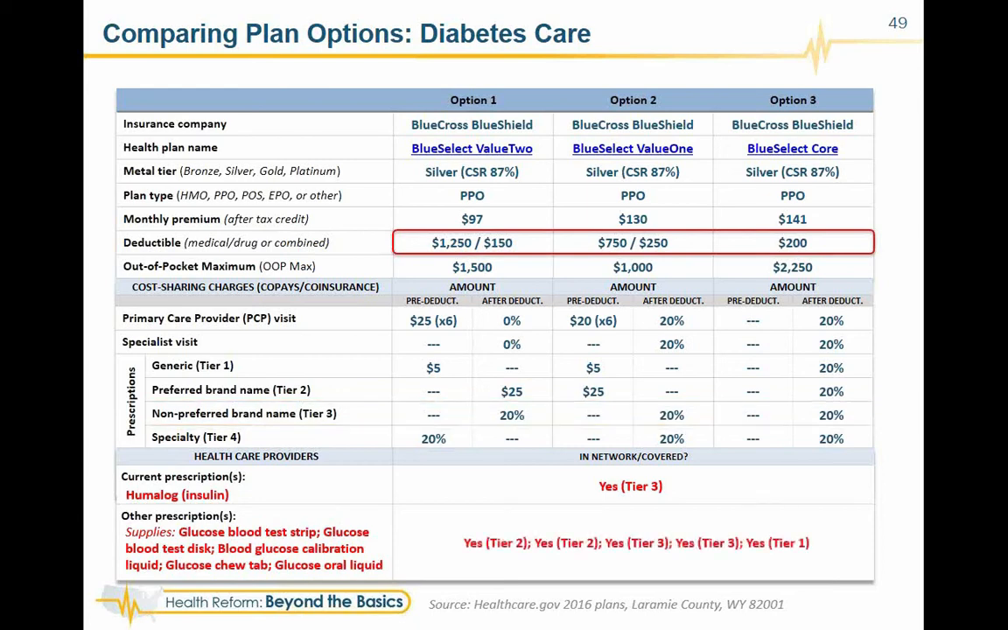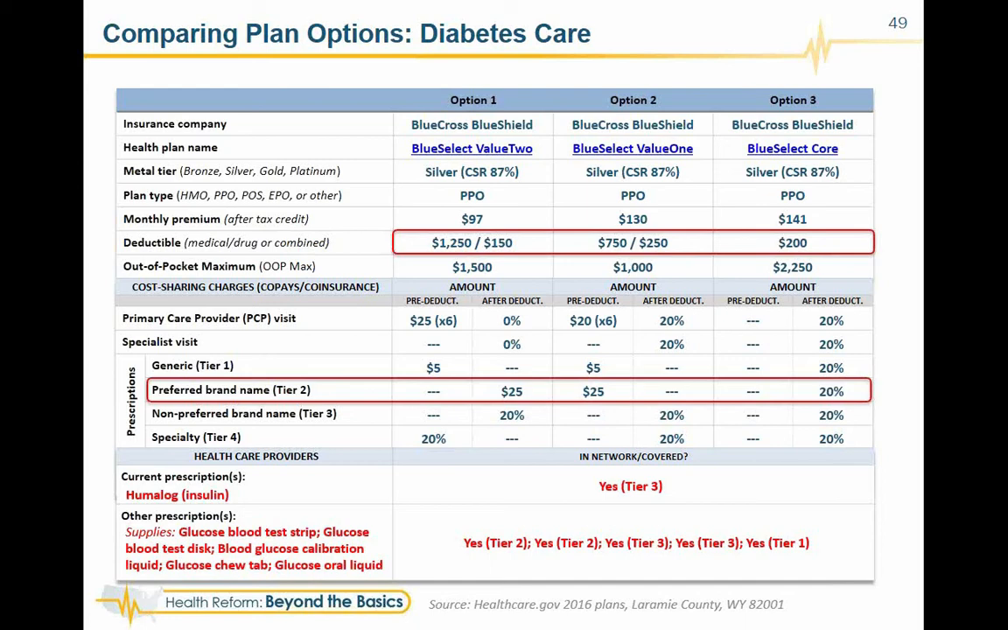Now let's look at the coverage tiers of different supplies to maintain his diabetes. Glucose blood test strips are covered at Tier 2. For Plan 2, Doug would pay $25 per prescription without having to meet any deductible. For Plan 1, he would pay $25 after he met a $150 drug deductible. So that's a lot of information.